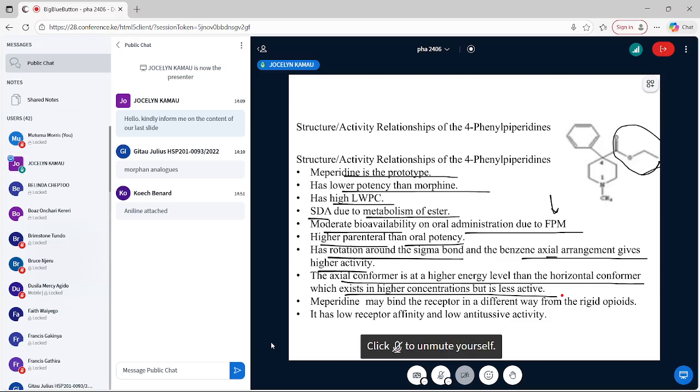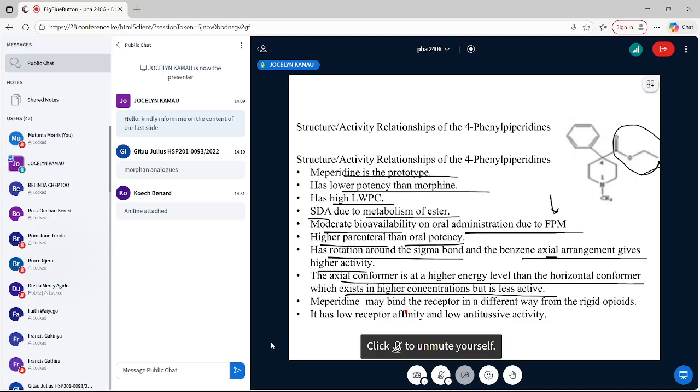But remember, in the solution or within the receptor, you will have the axial and you will have the horizontal. Yes, the horizontal will be in higher concentrations, but it has poor binding to the receptor. The axial will be in low concentration because it's at a higher energy level, but it binds the receptor much more optimally. And that is why we are saying the axial conformer, although unstable, although at higher energy level, is the one which binds the receptor, and it is the one we require for activity.